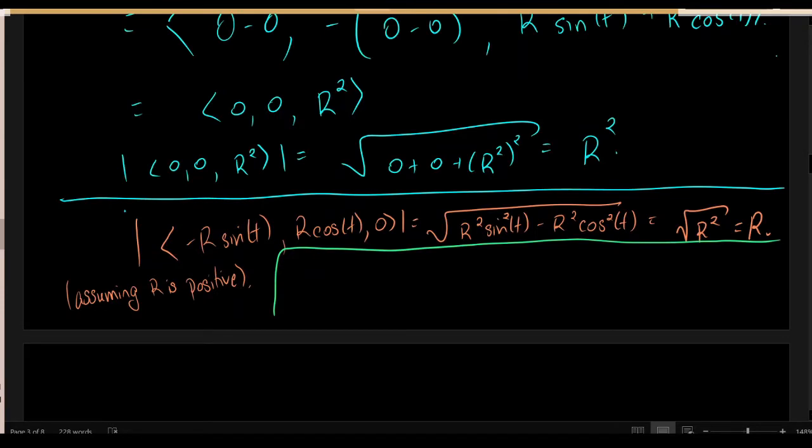Having found all of these pieces, let's put them together in the formula. The curvature at any given time is equal to the length of the cross product, which we found to be r squared, divided by the cubed length of the velocity vector. Now the length of the velocity vector was r, so the cubed length has got to be r cubed. And if we simplify that, we get 1 over r. So the curvature of moving in a circle at any given time is inversely proportional to the radius of the circle, which matches our understanding from real life.